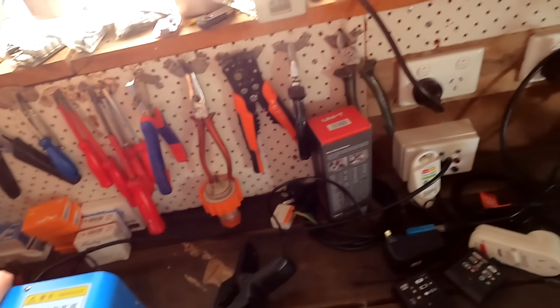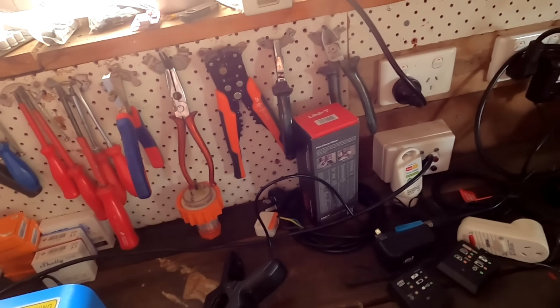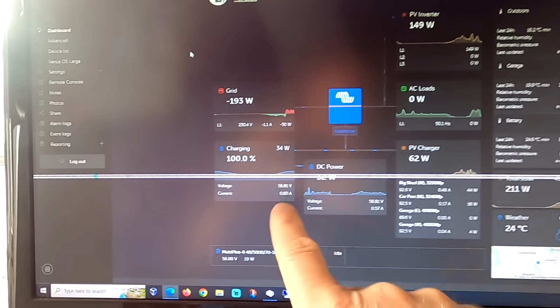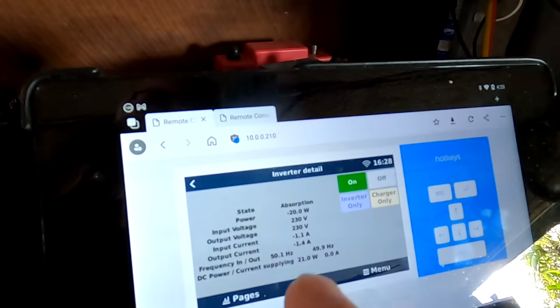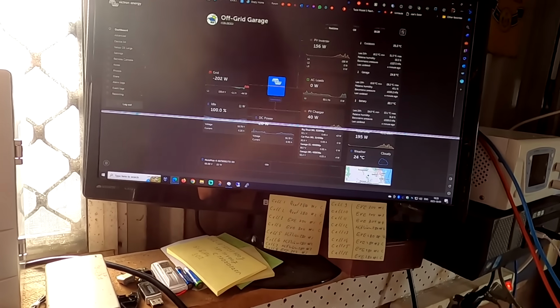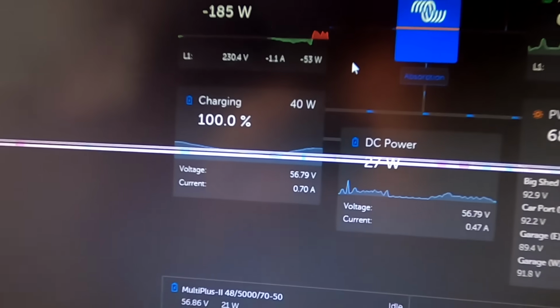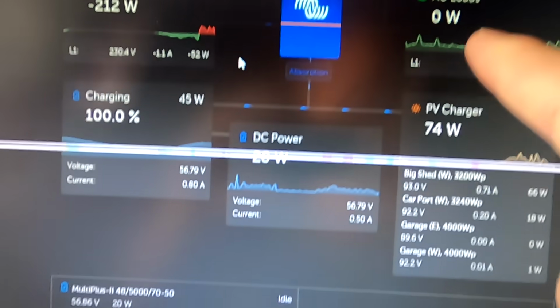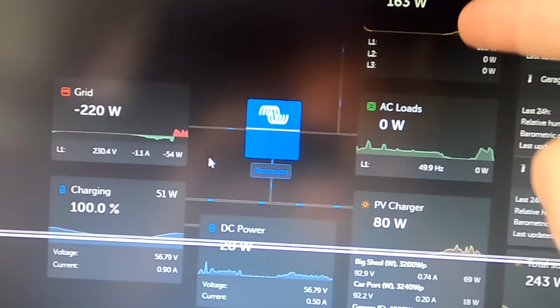Okay, I'm trying to turn off all the loads as far as I can. So the question is, this energy needs to go somewhere. If everything is turned off, where is this energy going to? Still 230 volts. It cannot go into the Phoenix inverter. The battery doesn't take any energy anymore. No AC loads, no DC loads, nothing, but still 160 watts. Where is this going?